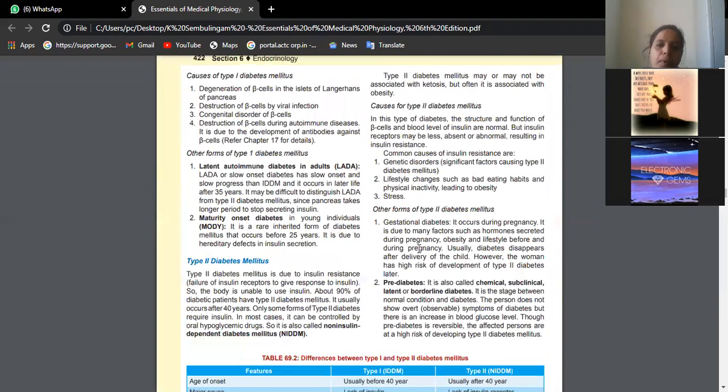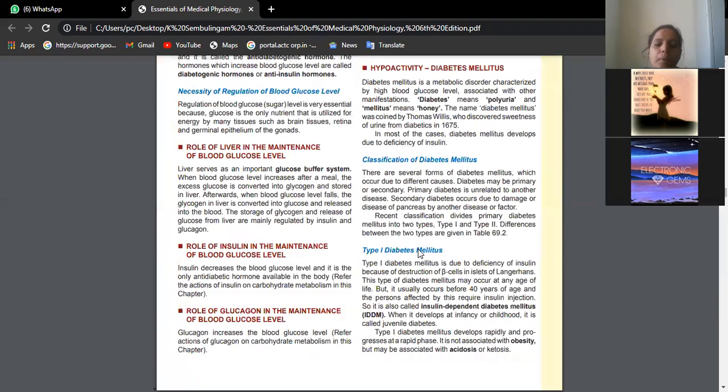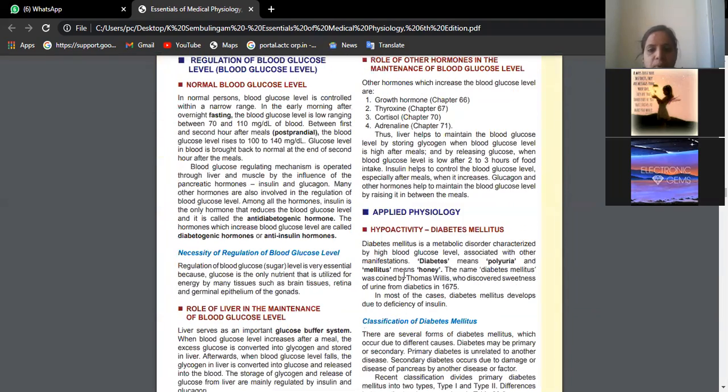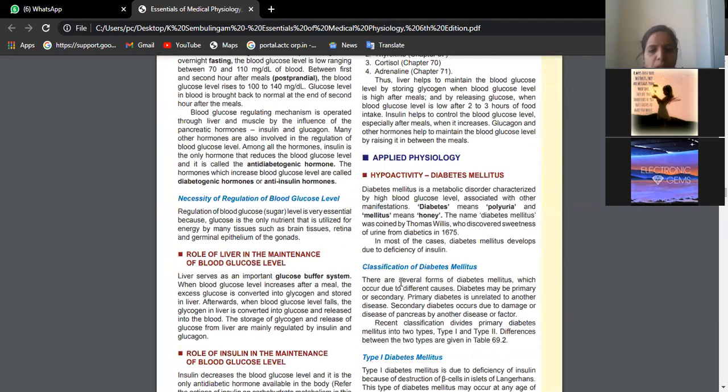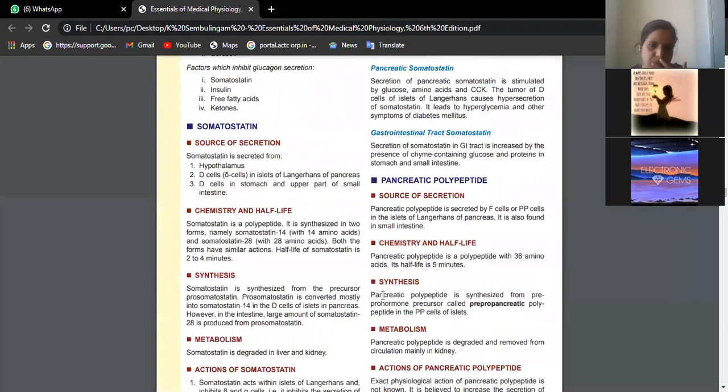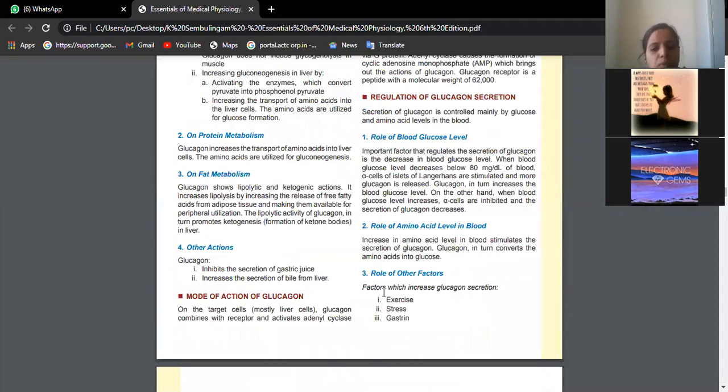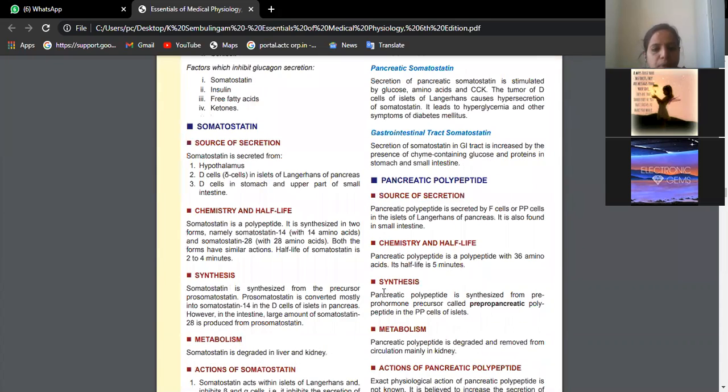Okay. Enterochromaffin cells. We have delta cells also. Delta cells secrete somatostatin, no? Somatostatin. Okay, now our question is this, isn't it?